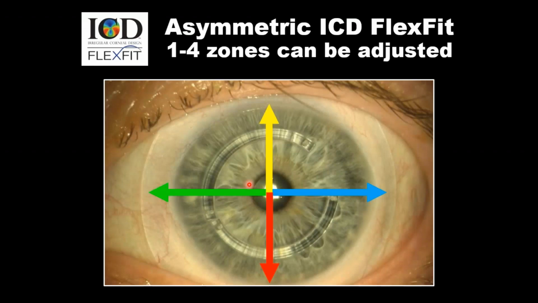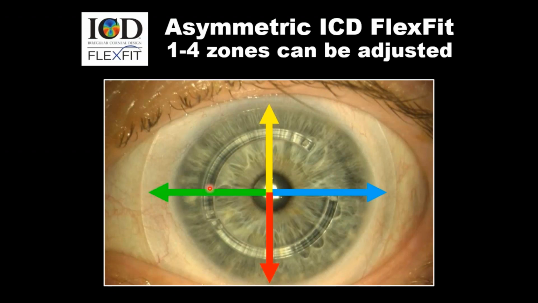So the ICD FlexFit allows for an asymmetric surface. We can lift up one side or drop another. If bubbles are getting in just in this one quadrant and we just need to create more elevation, or if we need that lens to lift up because we've got this incredibly high mass of tissue, then it can be done. So with each quadrant of the lens, it can be altered in height, and your consultant can assist with this process.